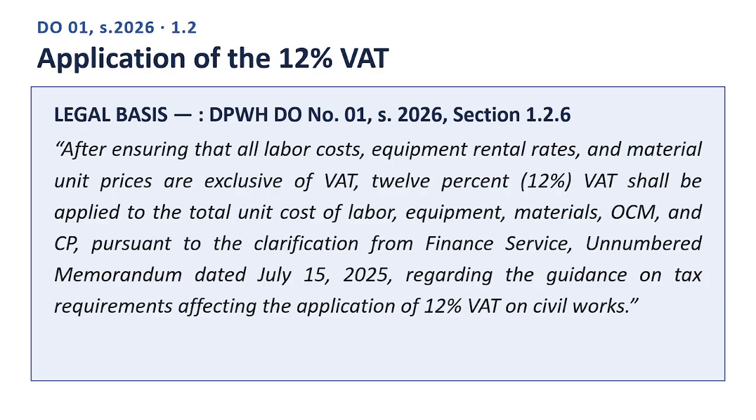Regarding the guidance on tax requirements affecting the application of 12% VAT on civil works. End quote. The order is explicit about the correct order of operations here. First, strip value added tax out of every individual input so you are working with clean, tax-exclusive figures. And only then apply the 12% rate to the properly combined total.